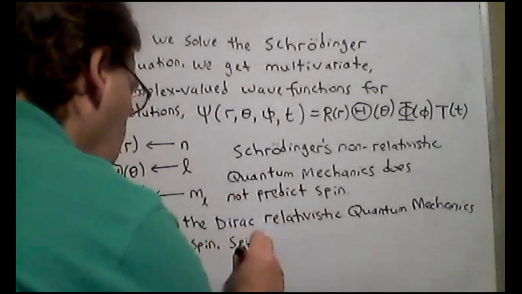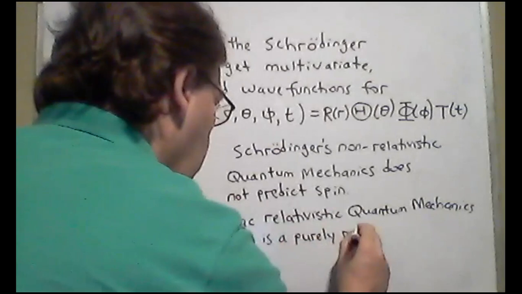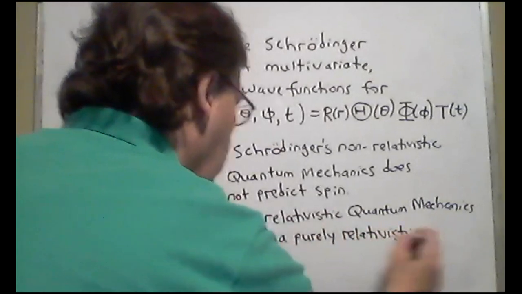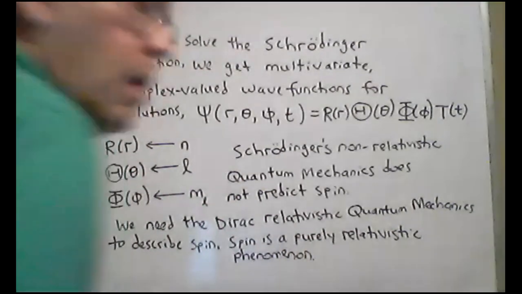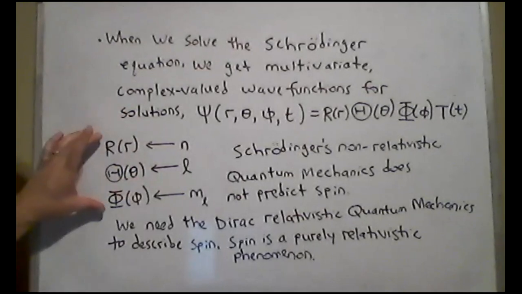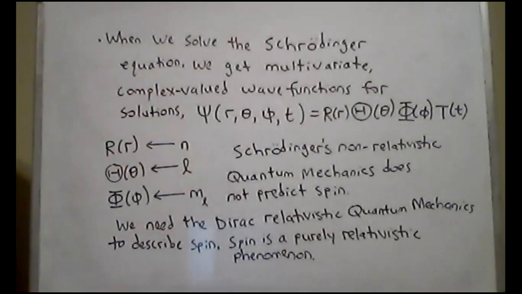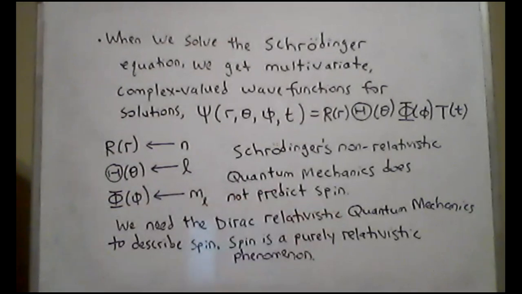Spin is a purely relativistic phenomenon. You cannot describe it. It has no place in a non-relativistic theory. Just like the photon, as we said earlier, the photon is a purely relativistic particle. A photon makes absolutely no sense in a classical theory. Well, in a non-relativistic theory, spin does not appear to have any association. It is additional. You require relativistic quantum mechanics to describe spin. So it is purely a relativistic function.